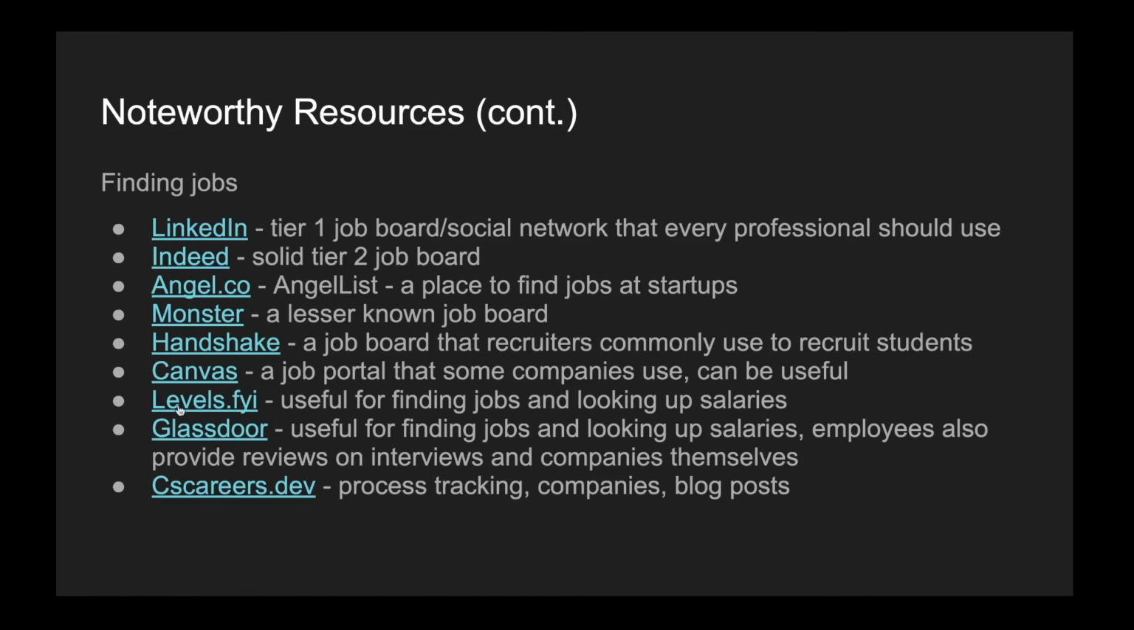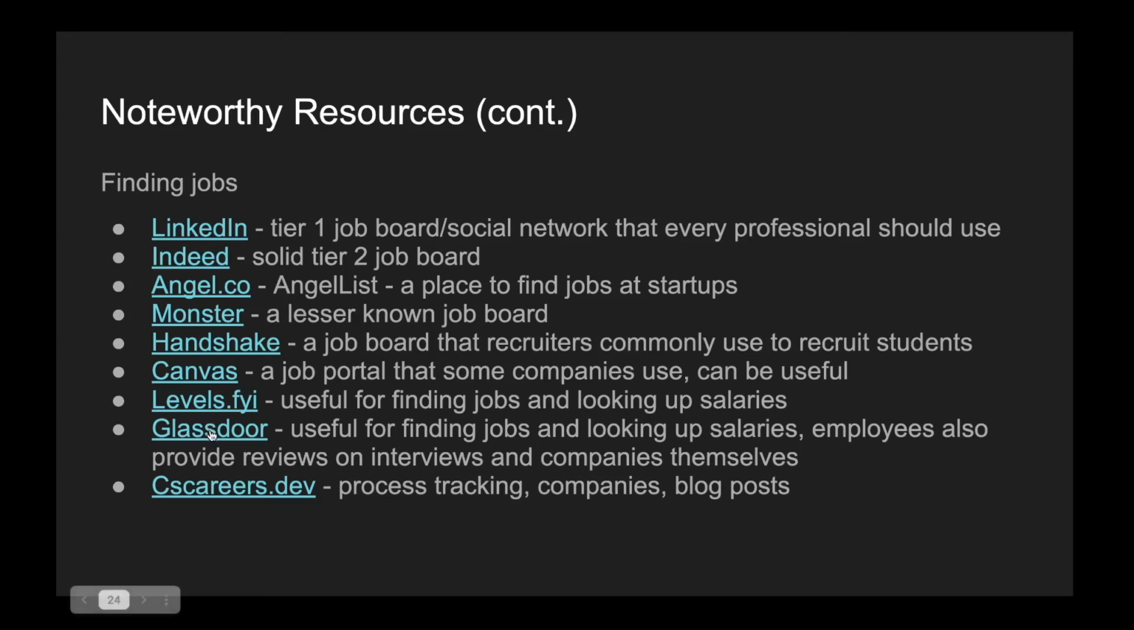For finding jobs, these are all the platforms that I mentioned before, and I just have their links here. Oh, actually, I didn't mention AngelList, but this is a spot to find startups. There isn't really a lot for new grad or interns in my experience, but if you are looking for startups, then this might be a good spot for you.